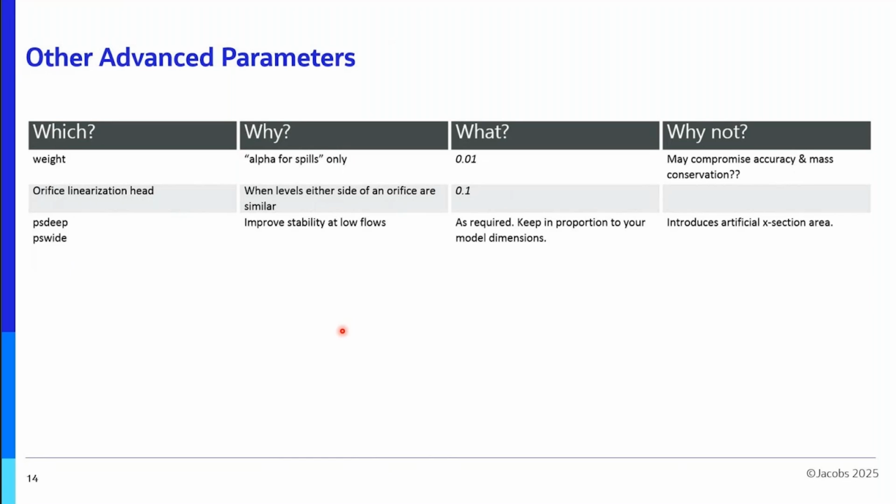Finally, you've got PS deep and PS wide, which control the dimensions of the Preissmann slot if you have this option activated. One reason you would tweak them is probably to offer a bit more stability at low flow, because you would increase the Preissmann slot. Do that, but be mindful to keep the Preissmann slot in proportion to your model dimensions, because in essence it's introducing some artificial area in your cross-section.